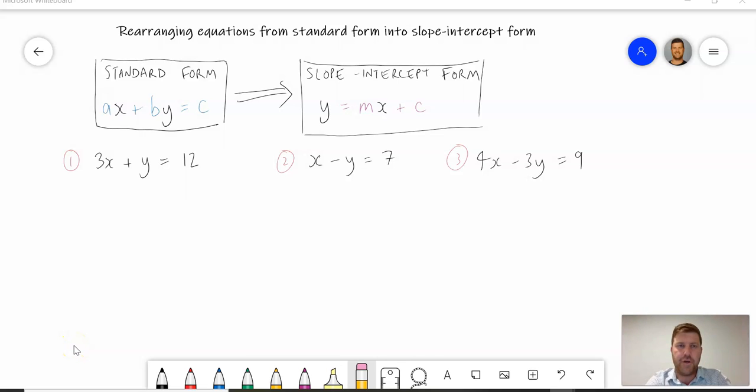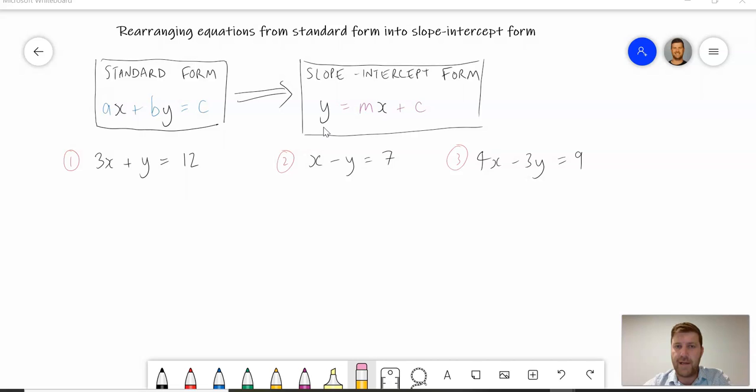The purpose of today's video is to go through how to rearrange a linear equation from standard form into slope-intercept form. The main difference you see when you look at these two different forms of a linear equation is that in standard form, which is sometimes referred to as general form, the variables x and y are both on the same side of the equation, whereas in slope-intercept form, the variables are on separate sides of the equation, and more specifically, y is the subject of the equation in slope-intercept form.